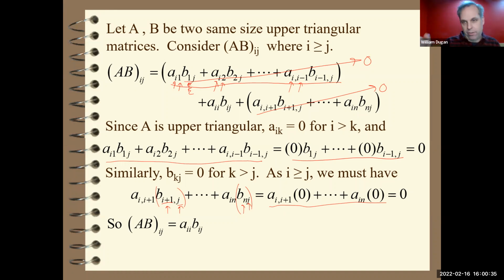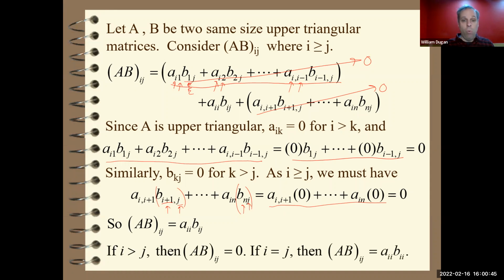But now consider cases. What if i is equal to j? What if i is just strictly more than j? Because I assume that i is at least j. So if i is more than j, well, then it's 0, because b is an upper triangular matrix, and anytime the row index is more than the column index, that's 0. So that's 0.